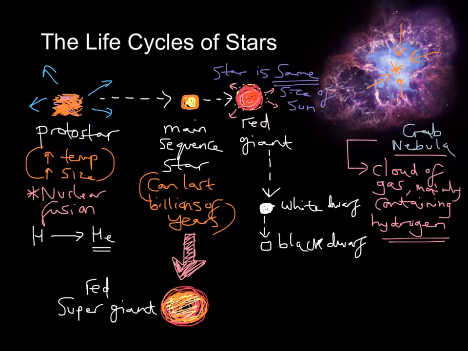So before we had where the star is the same size as the sun, this time we get this when the star is bigger than our sun. So we've got this red supergiant. And this is something extra to be aware of.